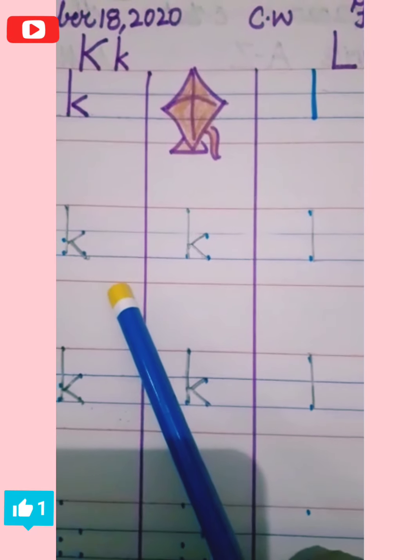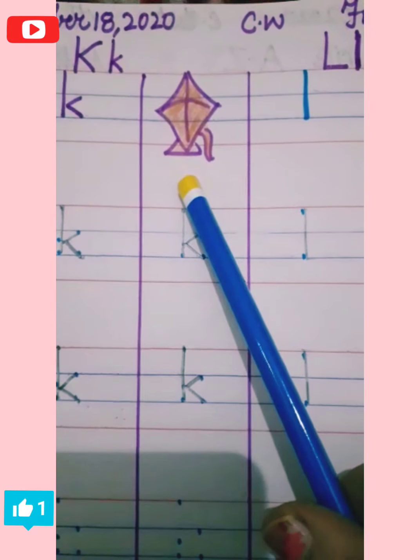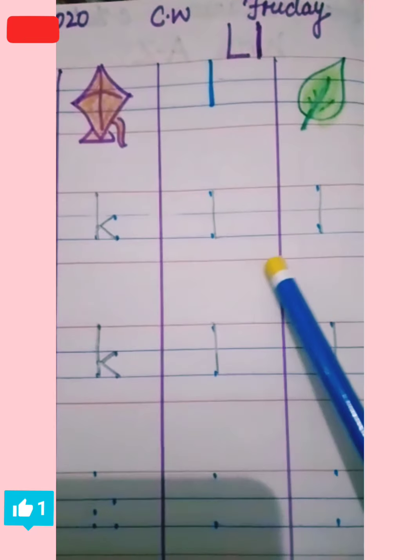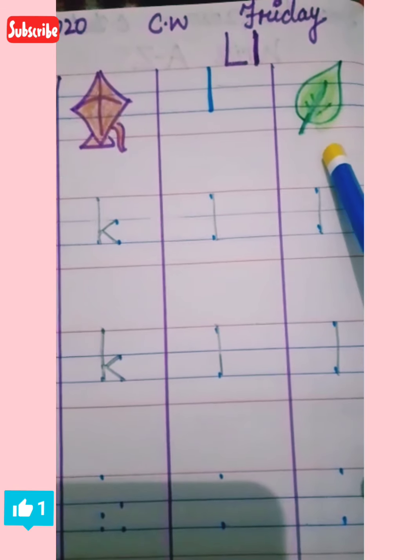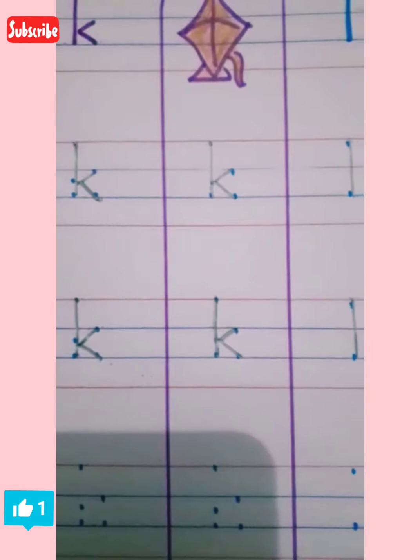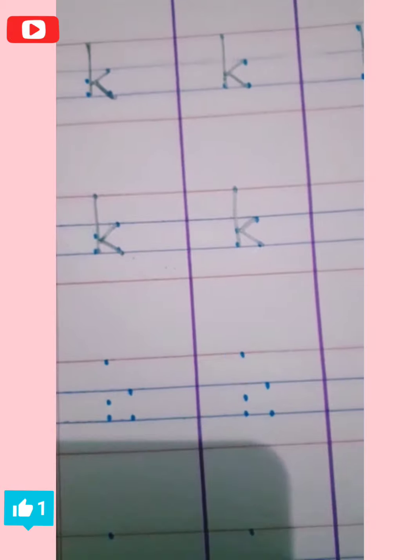Morning students, today we will write small letter K and L. K says K for kite. L says L for leaf. Look beta how to write.